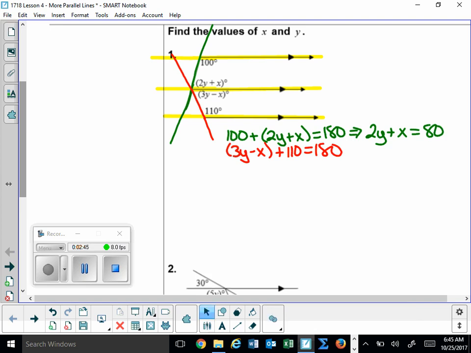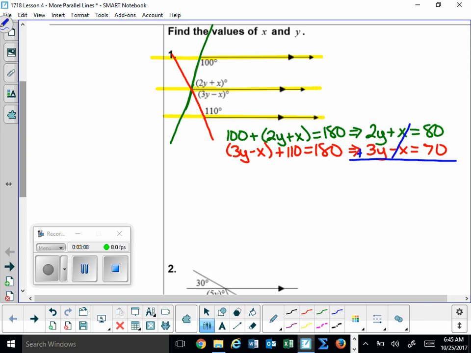Okay, let's look at our red line. I need to get my x's and y's in a column, so I can leave my y's and x's where they are, but I need to subtract the 110 from both sides. Now, we add these together. And the nice thing about this particular problem is when I go to add them together, the x's are going to cancel out. 5y equals 150, so y equals 30.